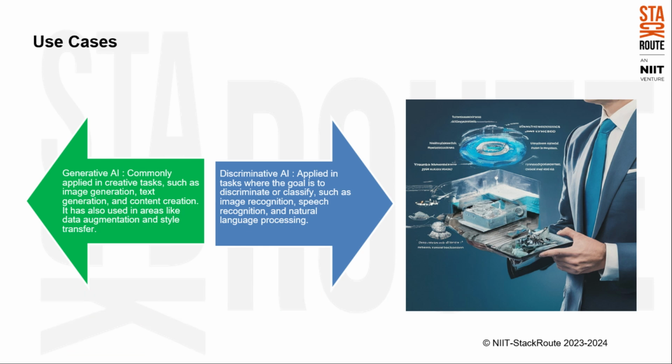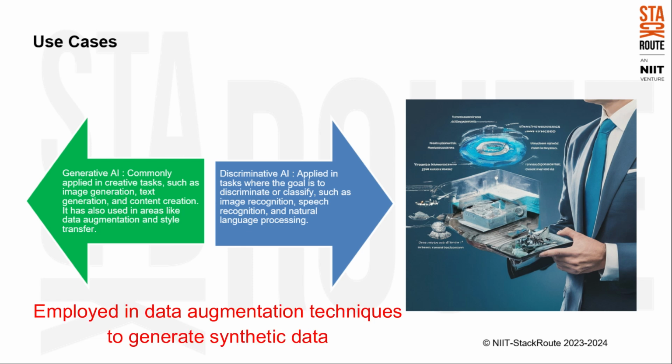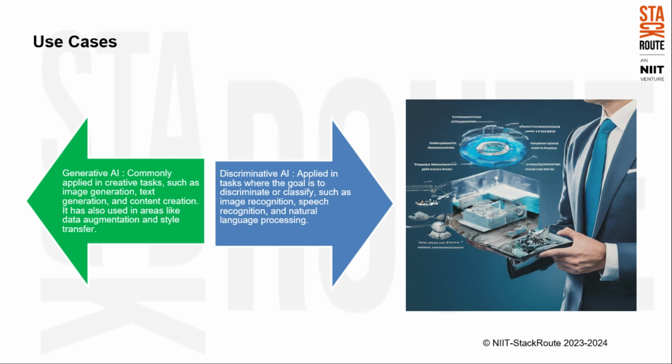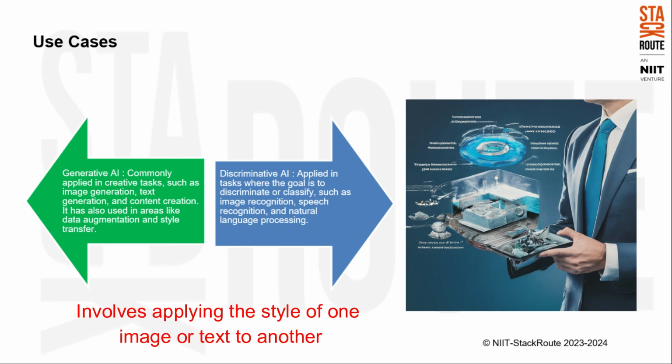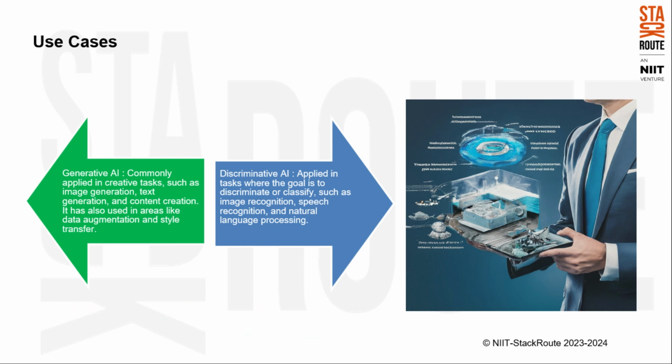Content creation, including generating music, videos, or art, is also a significant application for generative AI. Additionally, generative AI models are employed in data augmentation techniques to generate synthetic data and expand training datasets. Style transfer, which involves applying the style of one image or text to another, is another area where generative AI demonstrates its capabilities. Discriminative AI models are commonly applied in tasks that involve discrimination, classification, or prediction.